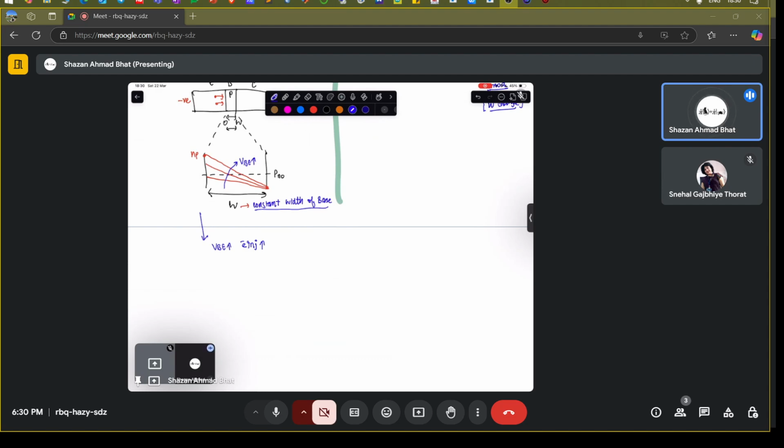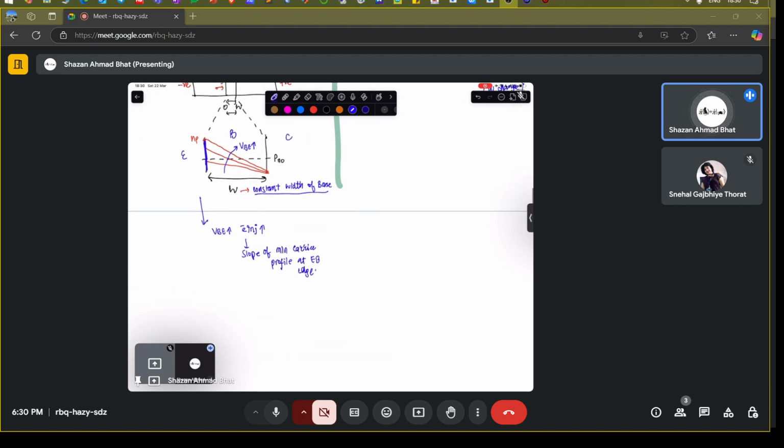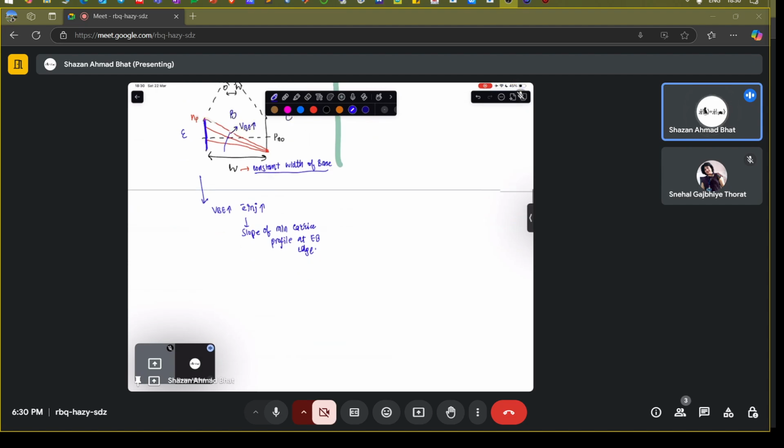And as you see from these curves, from the minority carrier profiles, we have the slope of the minority carrier profile at the emitter to base edge, which is this particular edge. So this is emitter, this is base, this is collector. The slope of the minority carrier profile at this emitter to base edge determines the injected emitter current.